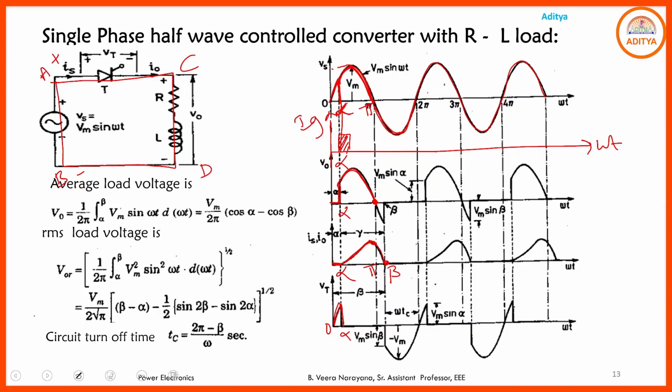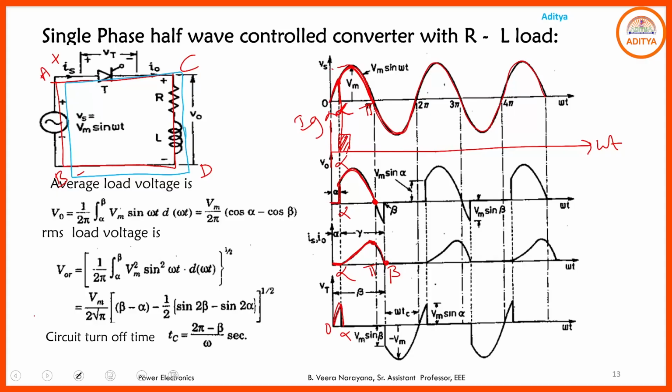So that extinction angle depends upon the value of the inductor. If you have a large value of the inductor, then it will take a large time, hence this extinction angle is high. If you have a low value of the inductor, within a short period of time the energy stored in the inductor is discharged to the source, then the extinction angle is low. So this extinction angle depends upon the value of the inductor, and from pi to beta, the energy stored in the inductor is discharged from the inductor to the source through the same thyristor.